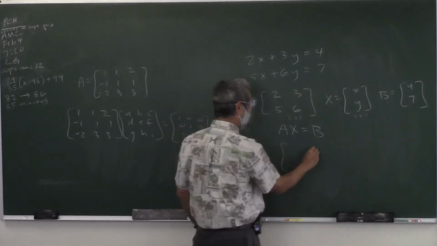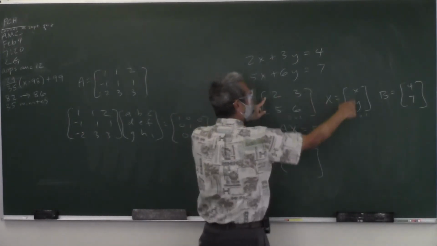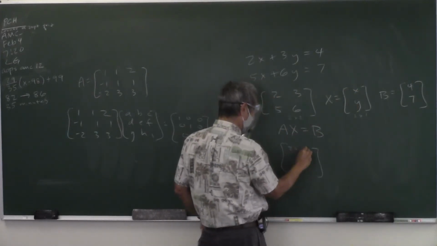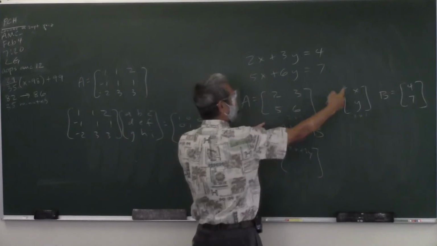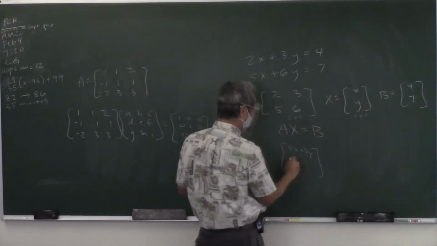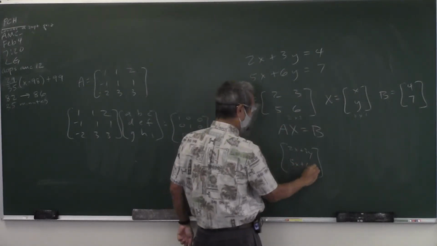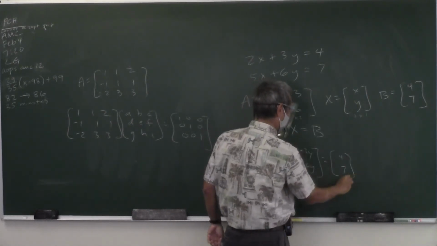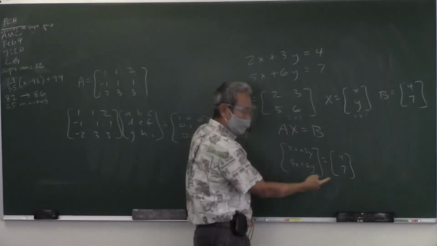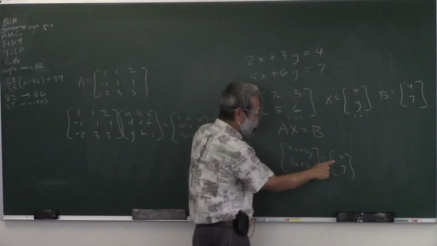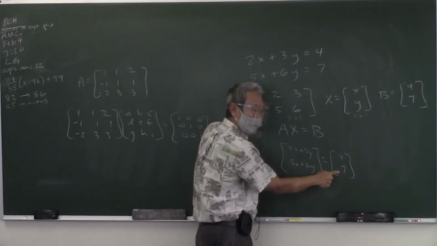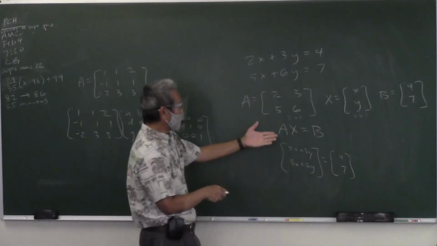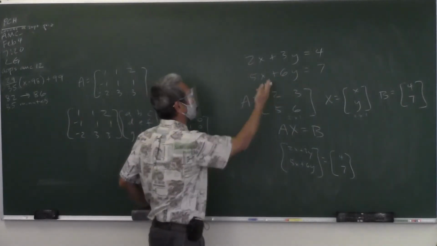2 by 1. So go across and come down: 2x plus 3y. And then go across and come down: 5x plus 6y. And that is equal to b, which is 4, 7. The only way the two matrices can be equal is if this equals that and this equals that, right? Isn't that the same thing as this? So this is simply the matrix representation of that.